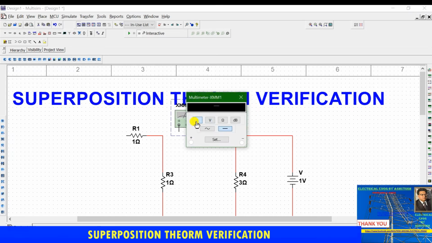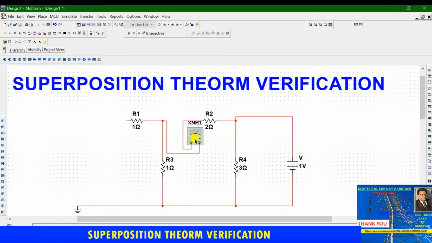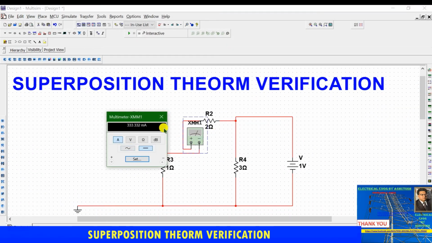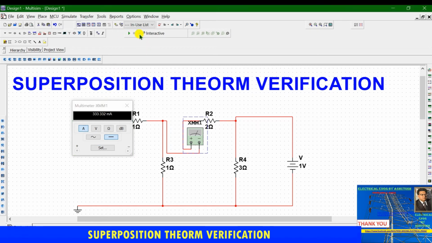You can select A, and now it will work as an ammeter. So what is the reading? 333.332 milliampere. You have to remember this reading when you run this simulation. Now I am stopping this. So first, I1 is the current provided by this voltage source from right to left. You have to remember the direction. This current is coming from right to left, and the answer is 333.332 milliampere.